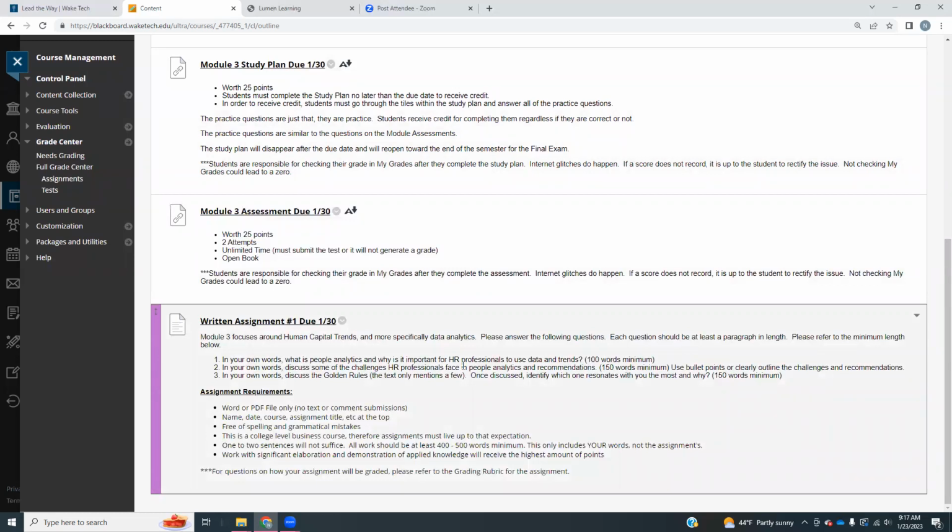Module 3 focuses on human capital trends, but more specifically, data analytics. So I would like you to answer the following questions in paragraph form. You can copy and paste the questions over to Word and then answer those right below. I think that's helpful. It's helpful for me because it allows me to see that you're answering those questions. But more importantly, it's helpful for you because you can then stay focused on what the question is asking and check off that you've answered that question in its entirety.